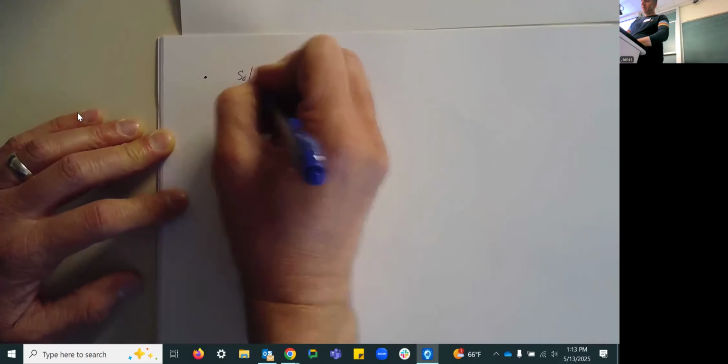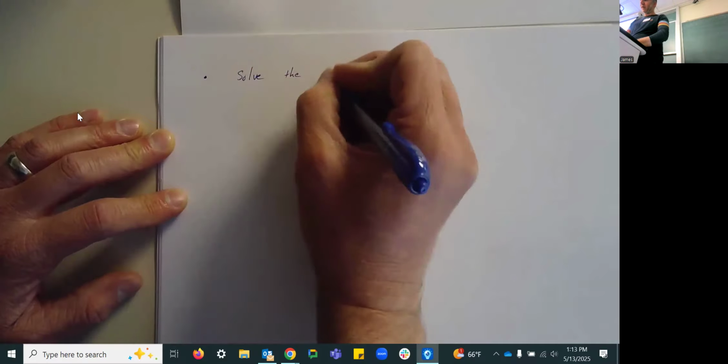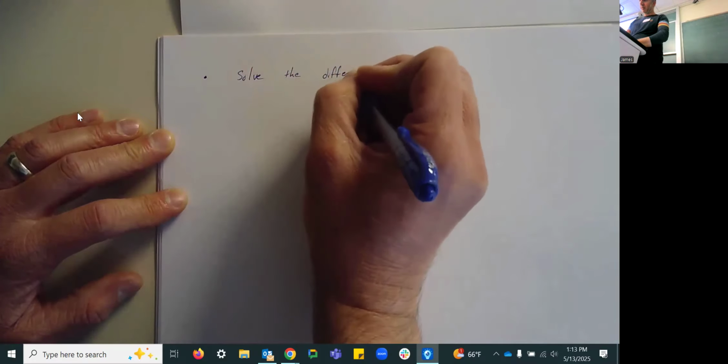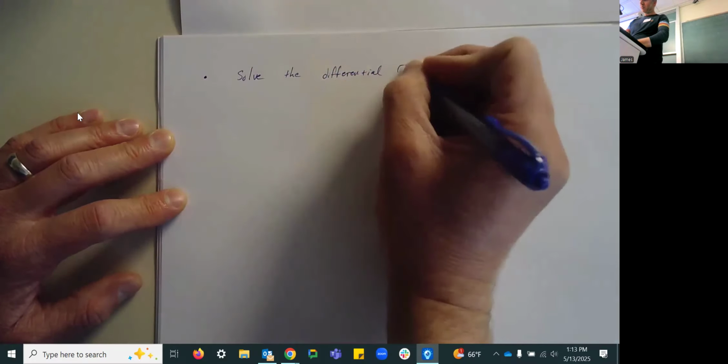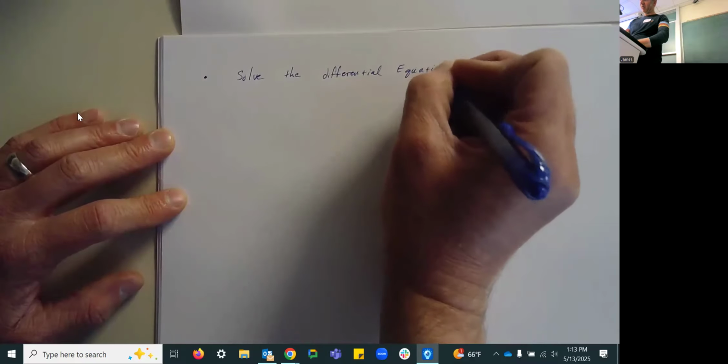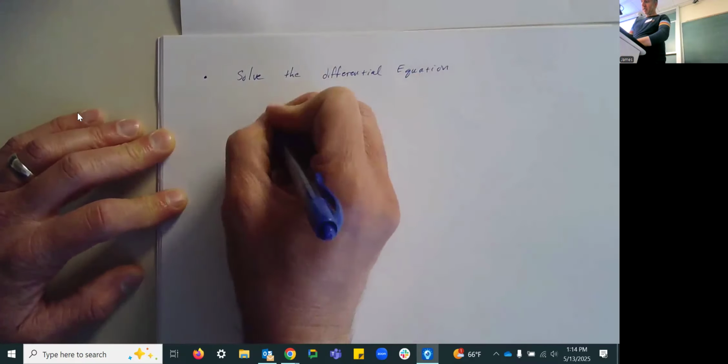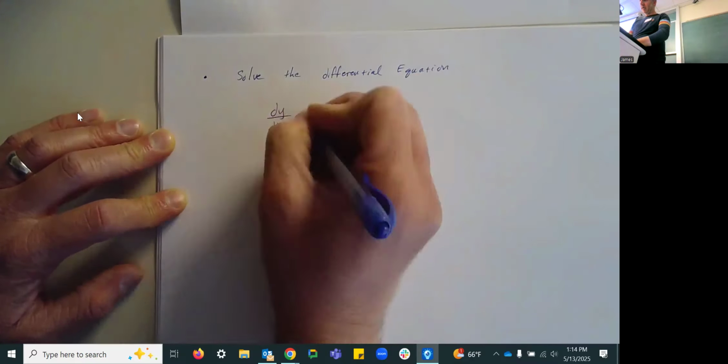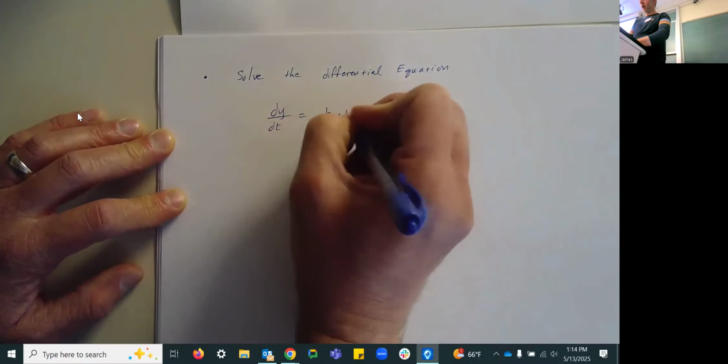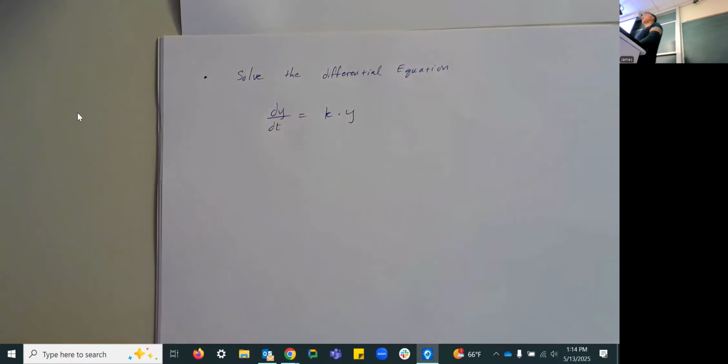We want to solve the differential equation you're going to be doing a lot of in 17B: dy/dt is equal to k times y. We're actually not going to solve it. We're going to say what the solution is. Later on in 17B, you'll actually solve it.